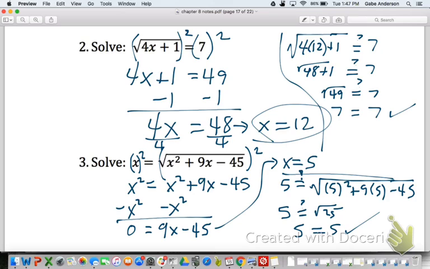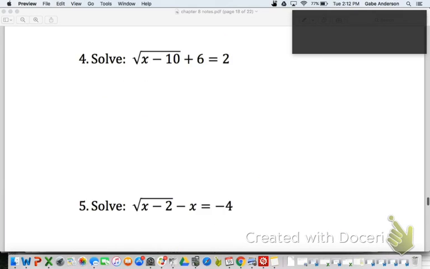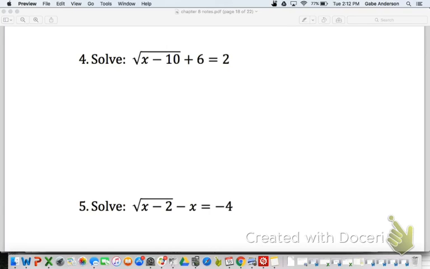Let's go to the board real quick. Let's see how you're doing with this. Okay, so number 4 says solve: square root of x minus 10 plus 6 equals 2. This is just like the one we finished with a second ago as far as the concept goes. Before you decide to square anything on both sides or get rid of any radicals, you need to get the radical by itself. And so what would you guys do first?